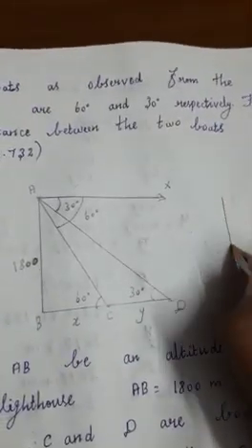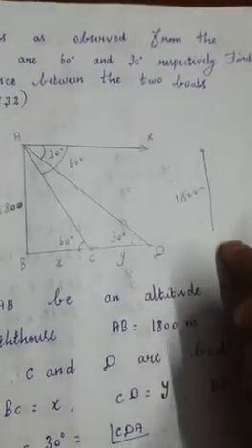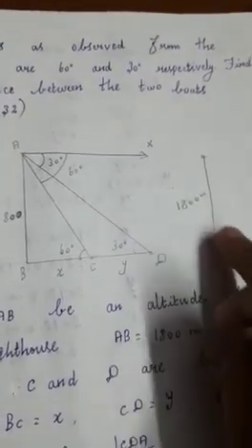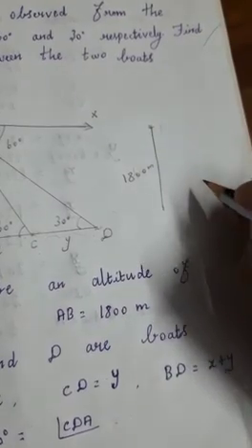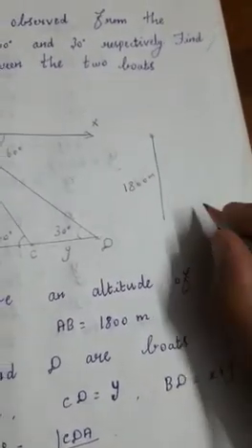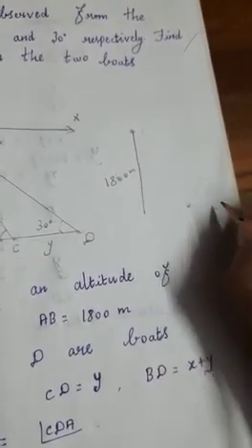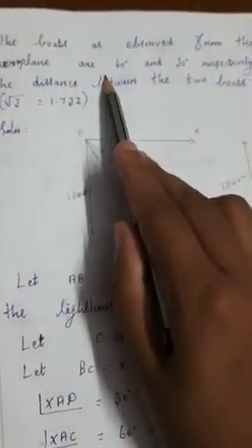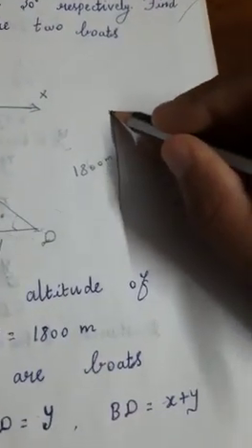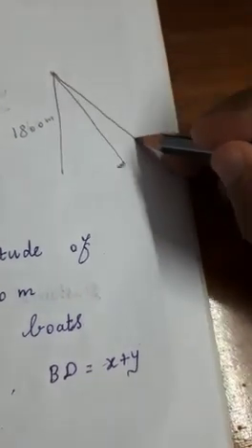Now see how to draw the diagram. Here one aeroplane flies at a height of 1800 meter. Altitude means the height of this aeroplane, that is 1800 meter. From the aeroplane they are looking at the two boats, which are in the same direction only. So here you can consider one boat, and here one more boat.